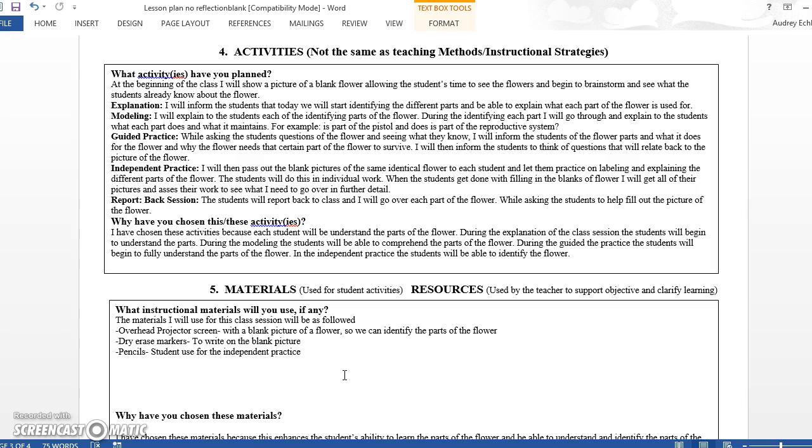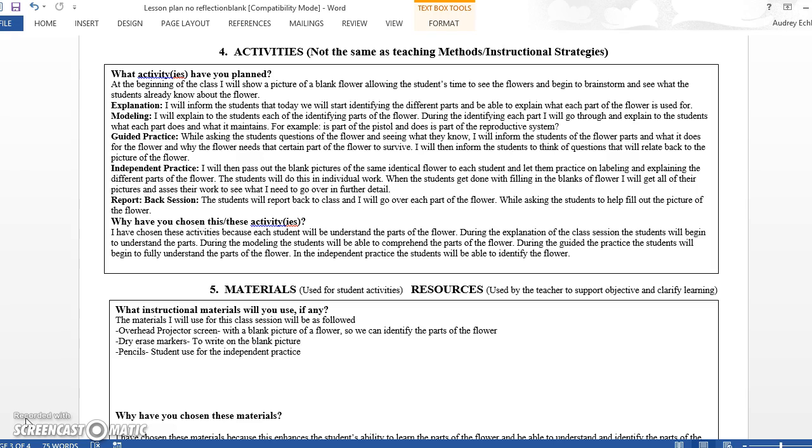I will then ask the students to think of questions that relate back to the picture of the flower. For example, how does the flower reproduce? Well, the answer is by pollen. The bees transport the pollen over. Anyways, I'm not going to get into that.